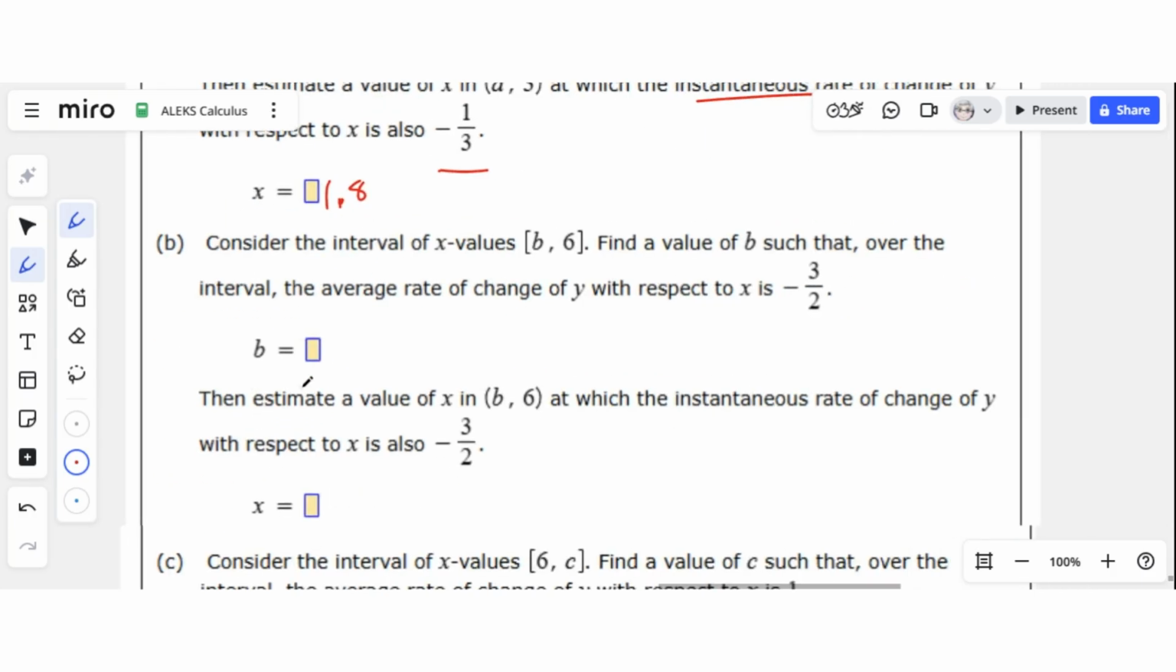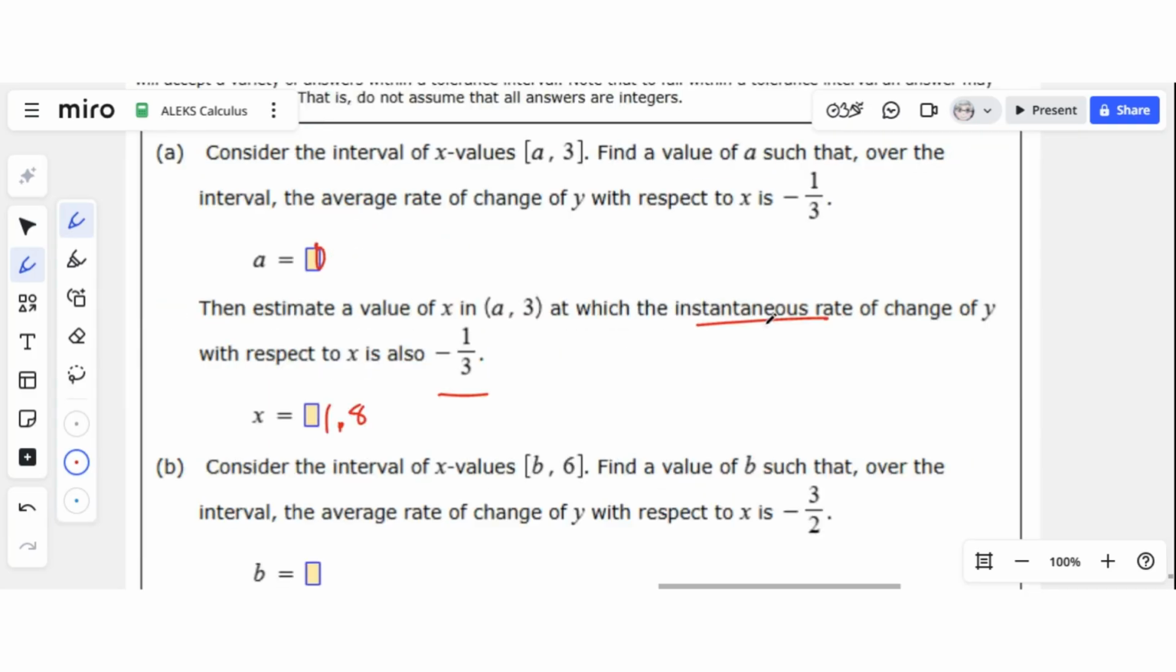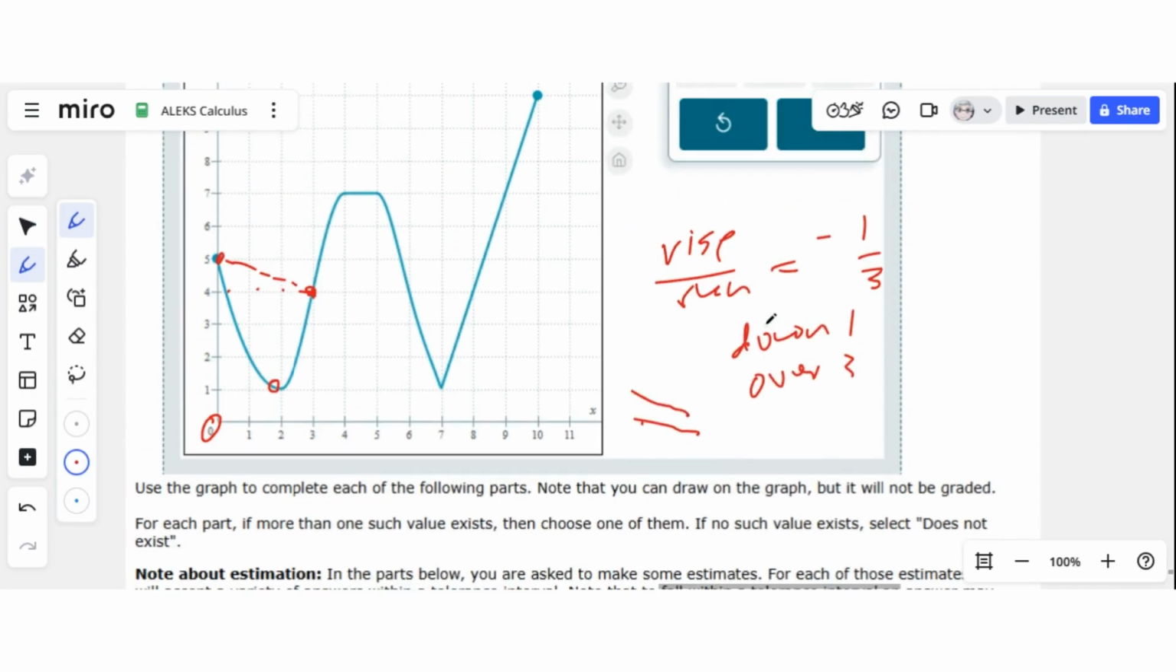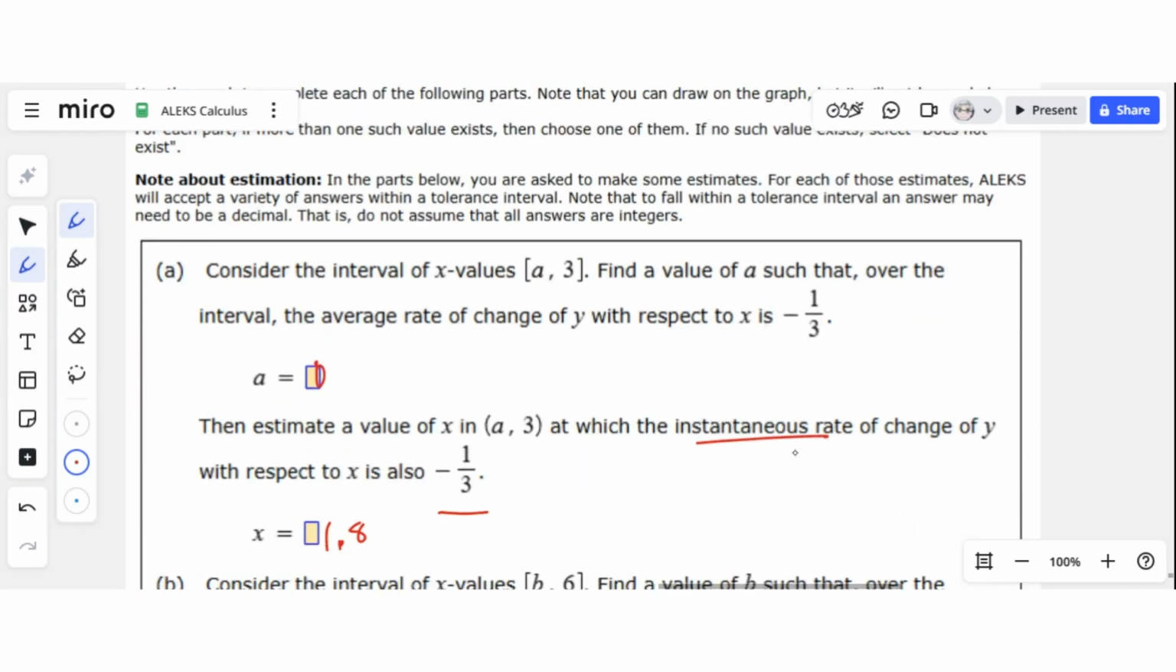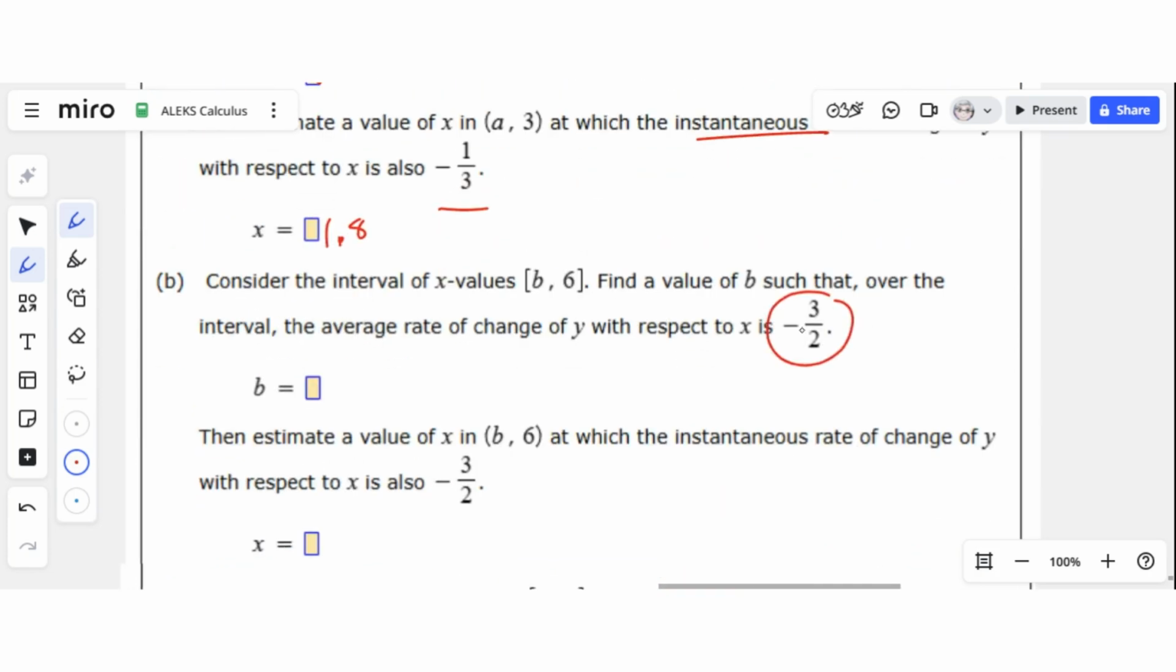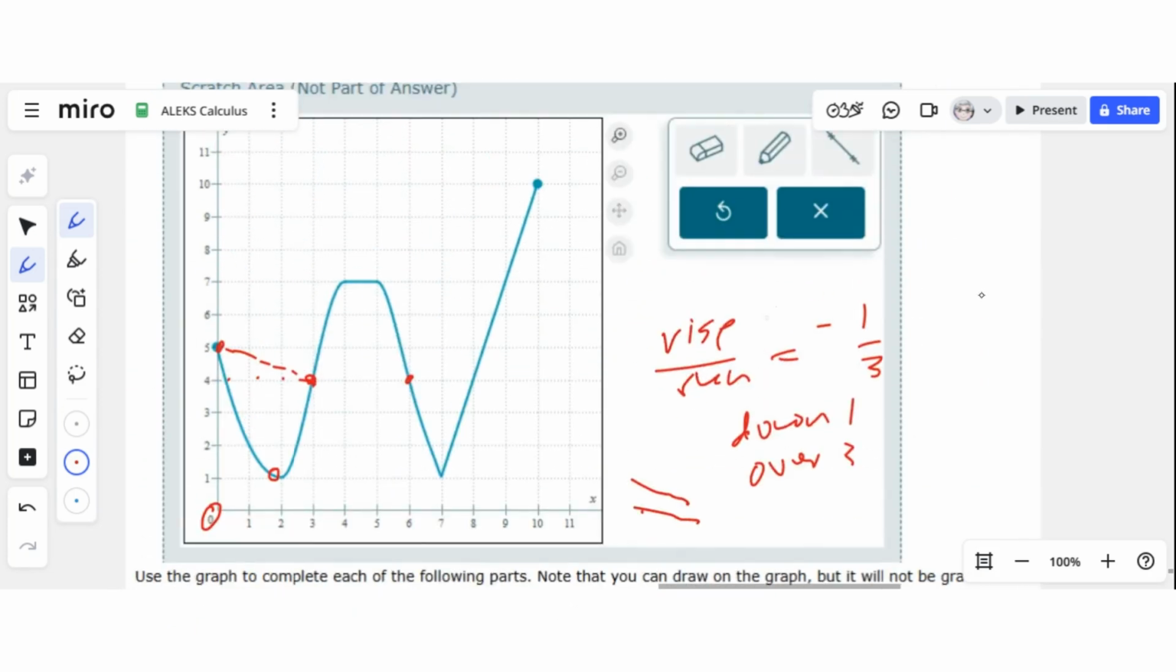Second part, consider the interval of x values b to 6. Find a value of b such that over the interval, the average rate of change of y with respect to x is -3/2. So we're ending at 6, which is right here. We want to start somewhere. We don't know where, but so that the rate of change is -3/2. So -3/2 means down 3 and over 2.